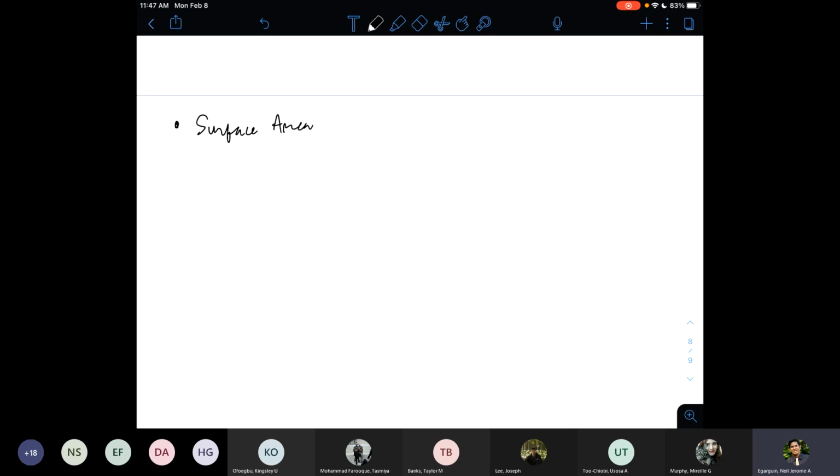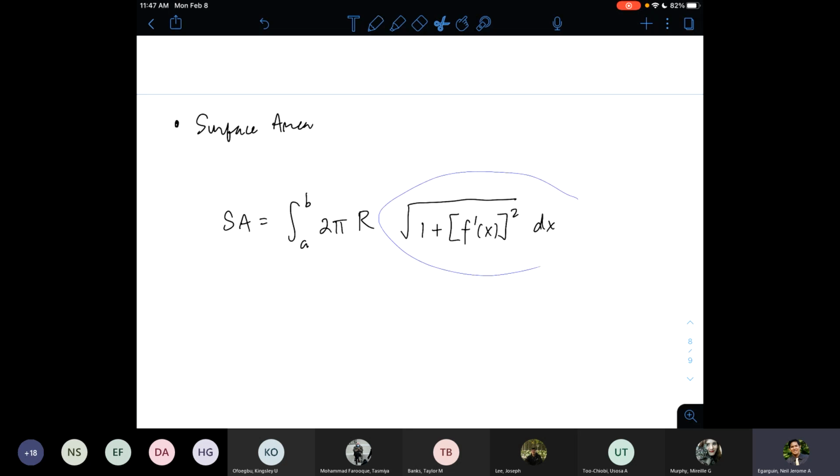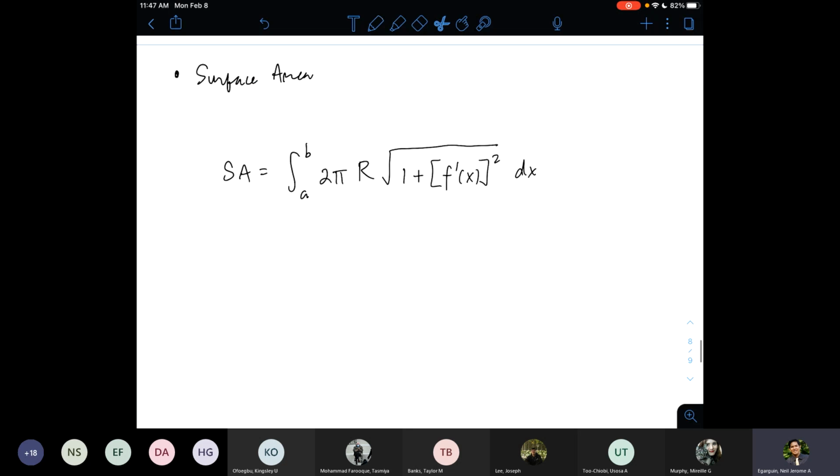Okay, the formula for the surface area of a solid of revolution is this. It will be an integral from, say, a to b of 2 pi times the arc length. Or actually, not the arc length itself, but the formula we had for the arc length: the square root of 1 plus f prime of x quantity squared dx, times some radius here. I'll let you know what that radius is later, but this is the general formula.